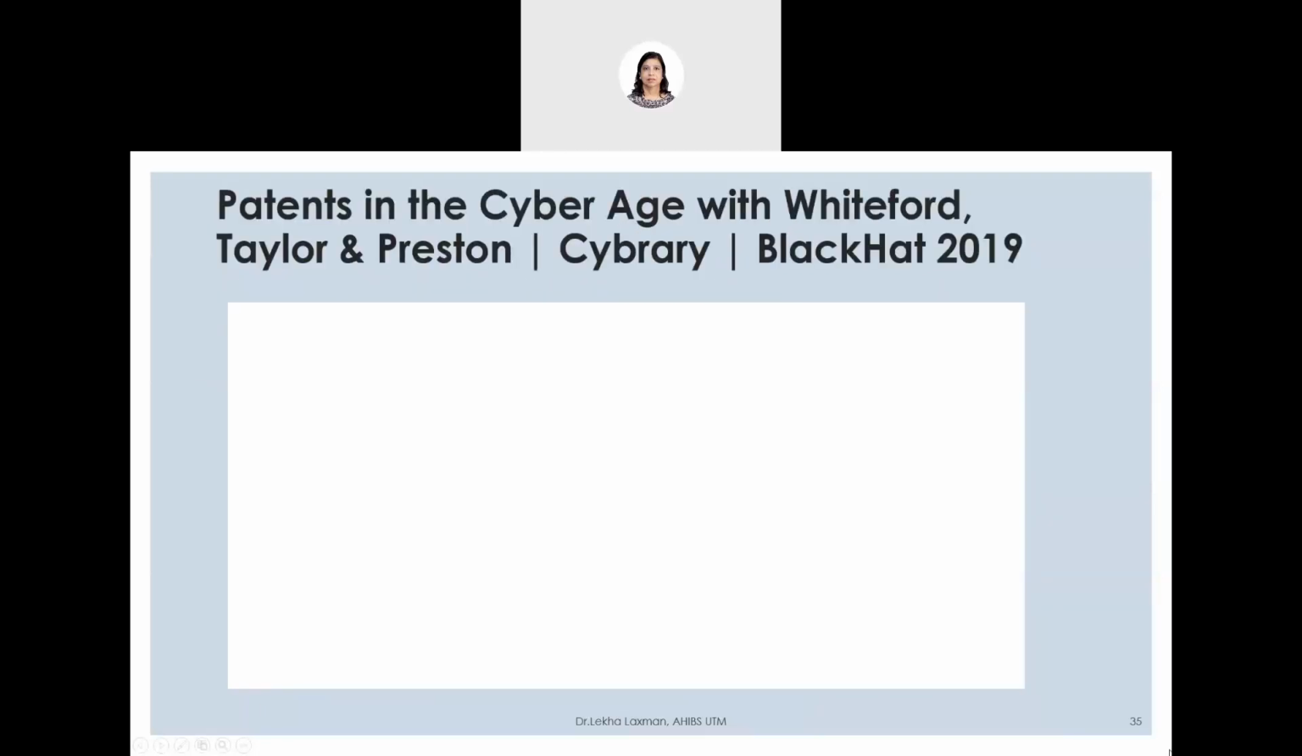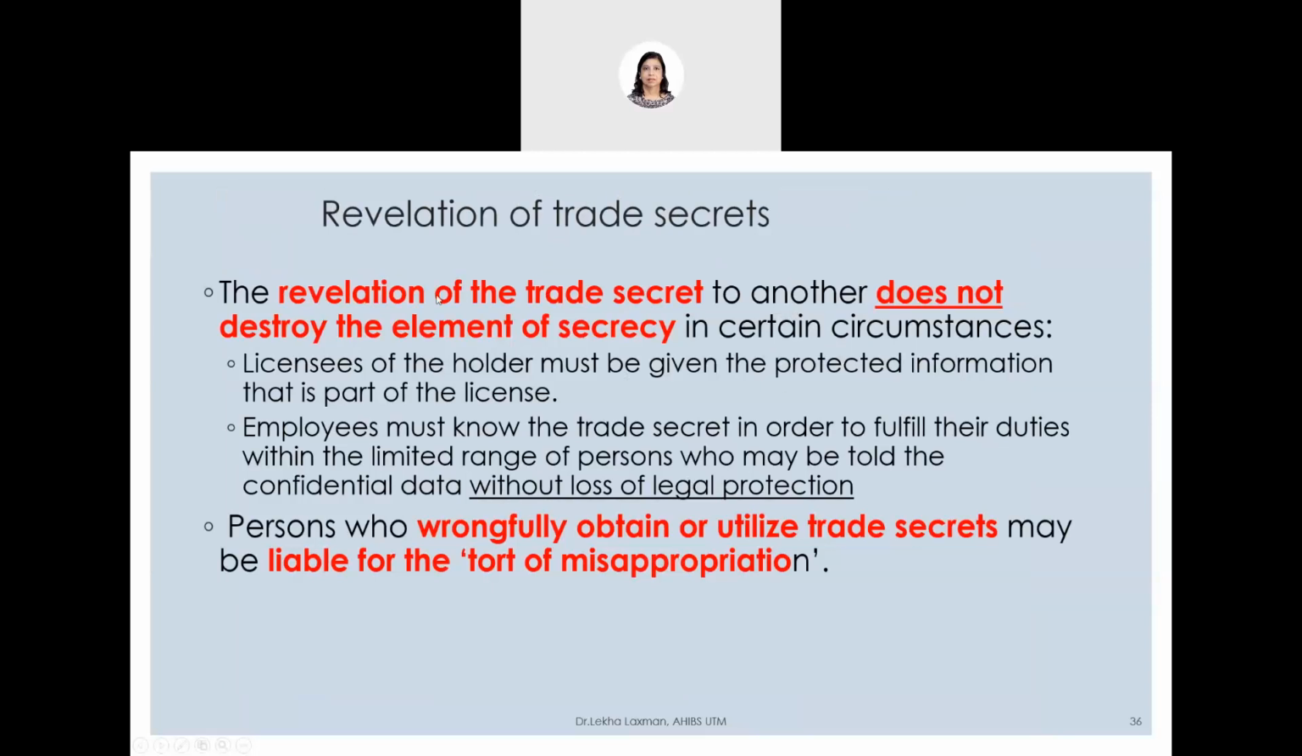The good thing about trade secrets is that even if a person reveals the trade secret, it does not necessarily destroy the element of secrecy, right?